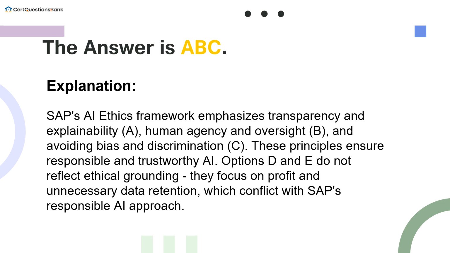SAP's AI ethics framework emphasizes transparency and explainability, A. Human agency and oversight, B. And avoiding bias and discrimination, C. These principles ensure responsible and trustworthy AI. Options D and E do not reflect ethical grounding. They focus on profit and unnecessary data retention, which conflict with SAP's responsible AI approach.